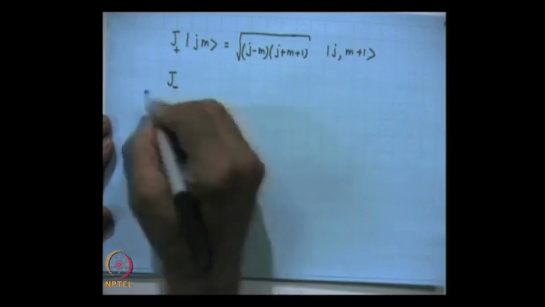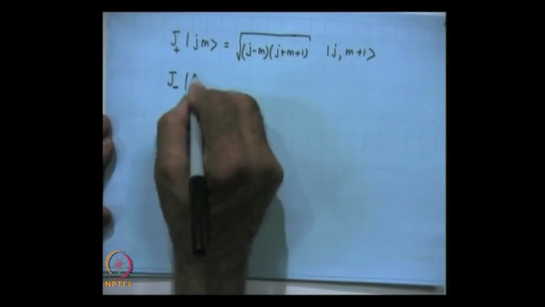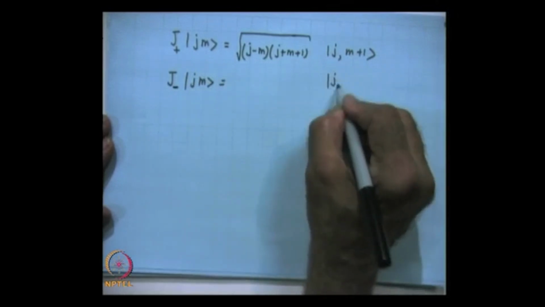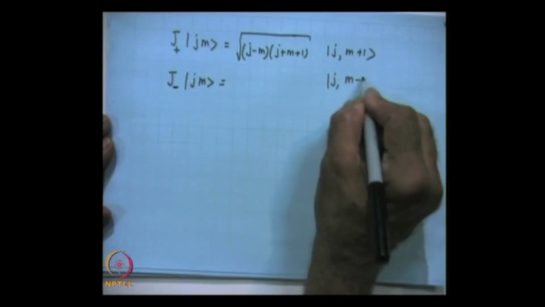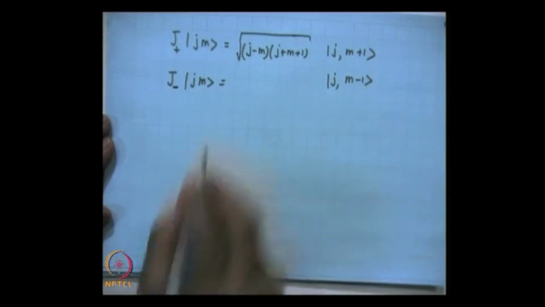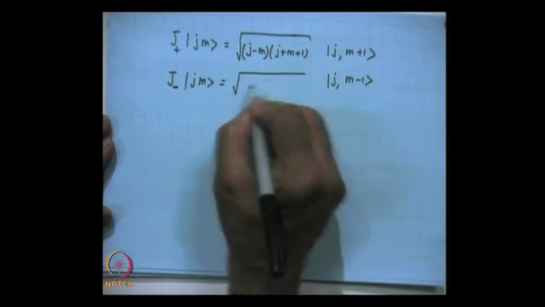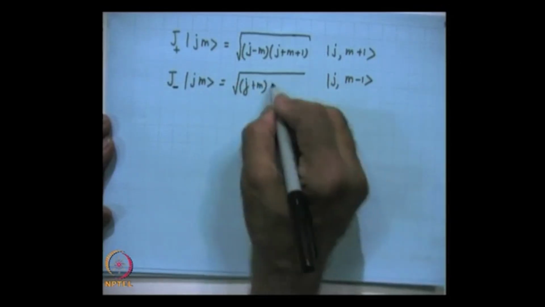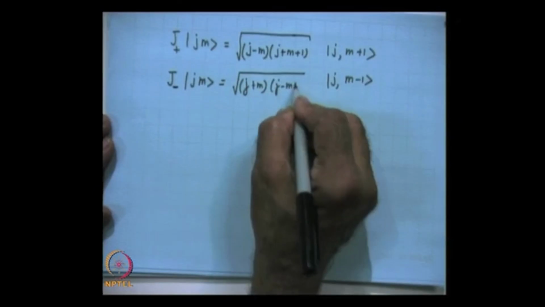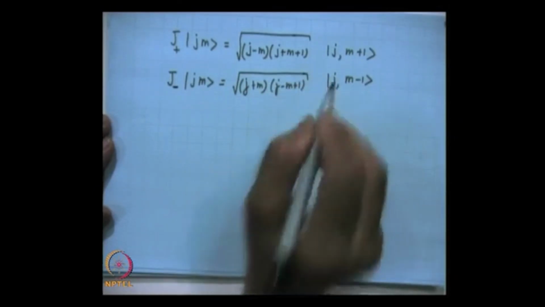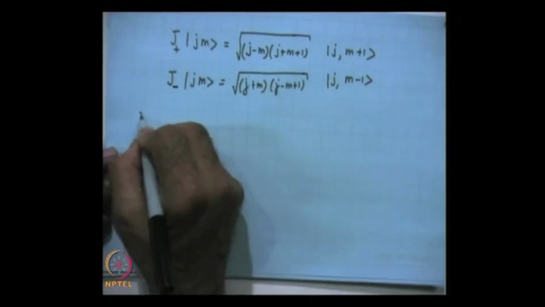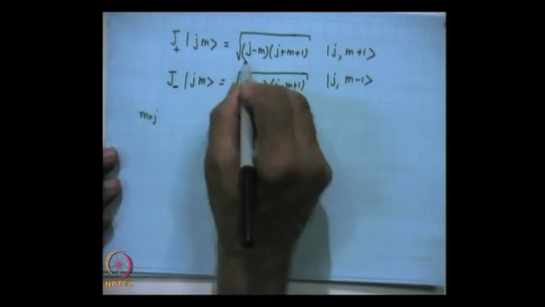Similarly, I leave it as an exercise. Exactly in a similar way, you show that the operator j minus on ket j m is proportional to ket j m minus 1, and this will be equal to the square root of j plus m into j minus m plus 1. These two relations we have to remember, and we see that when m is equal to j, this is 0.